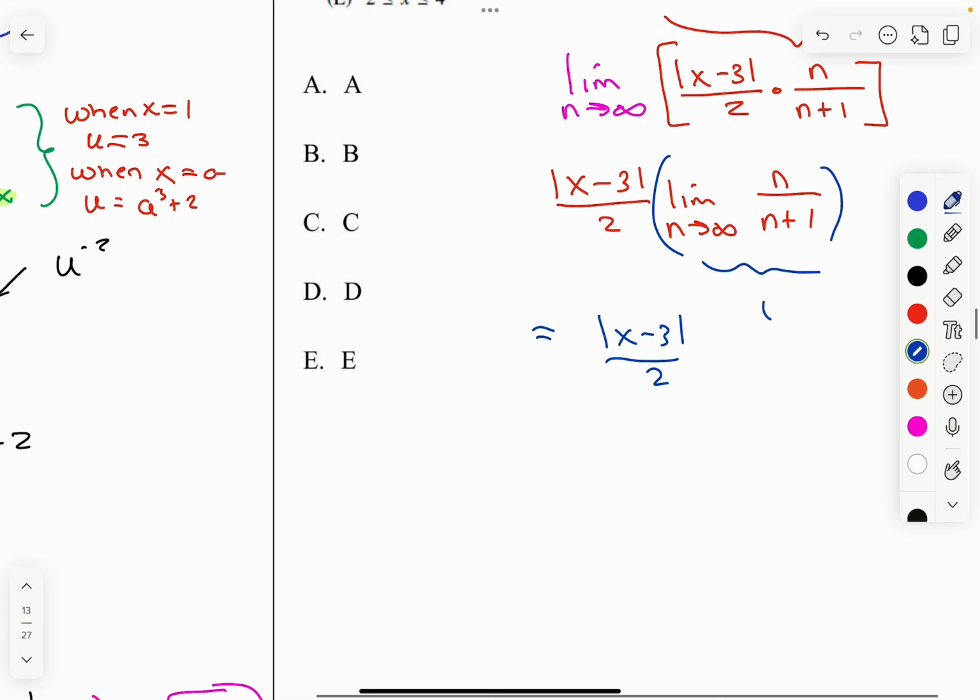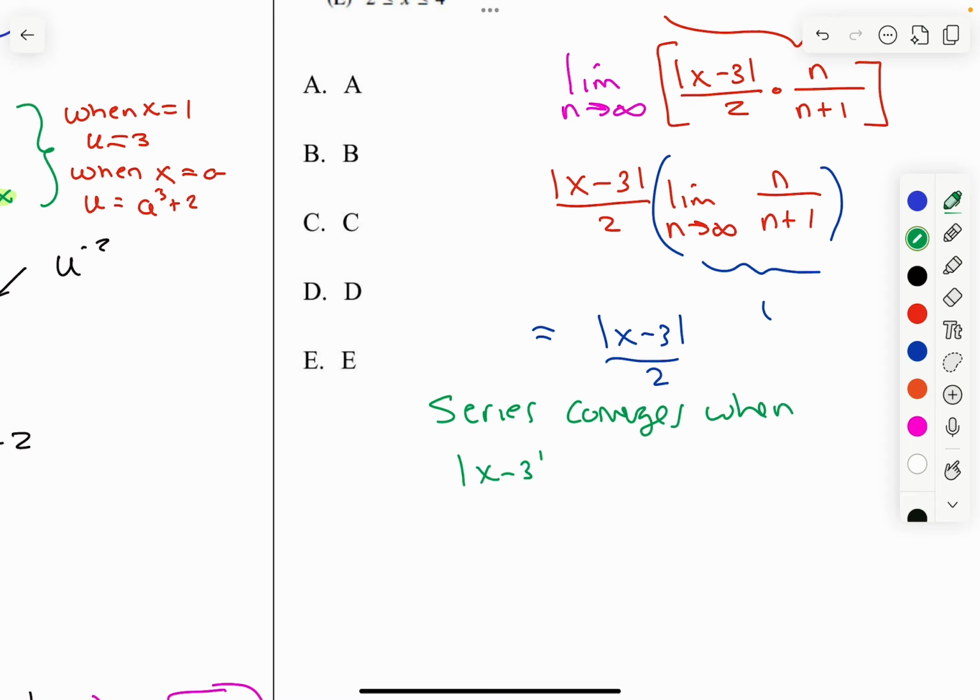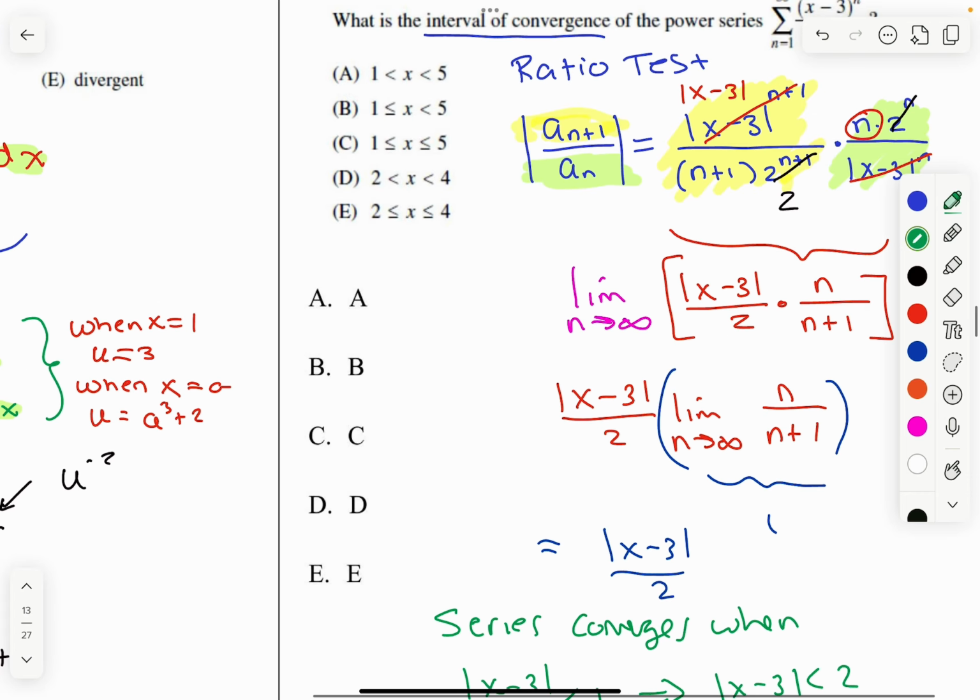And we want the series to converge, which happens when this is less than 1, by the ratio test. Which means this, which means adding 3 everywhere. So notice at that point, you get that.